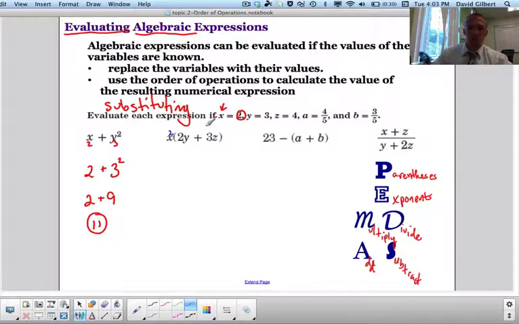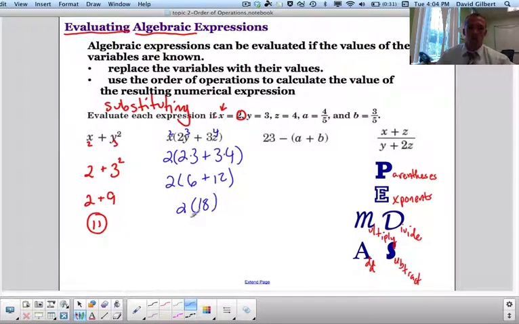x is 2, y is 3, and z is 4. So I'm going to rewrite this as 2 times 2 times 3, right? Because a 2y is like a 2 times y, which is the same as 2 times 3. And then 3 times 4. So we've got 2 times 3 is 6, plus 3 times 4 is 12. So now we add these two because they're in the parentheses. So we get 2 times 18, which is 36.